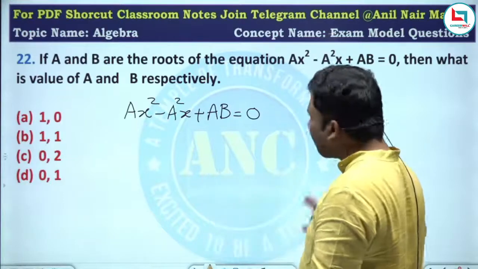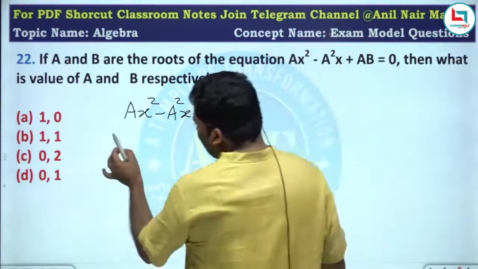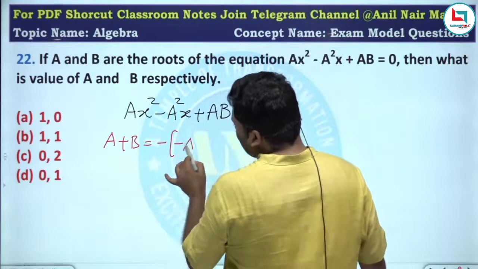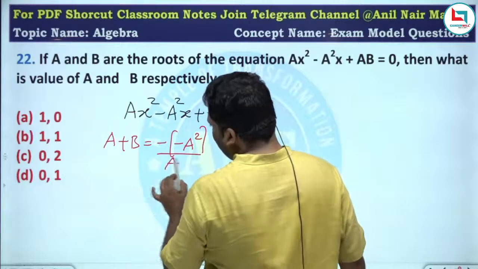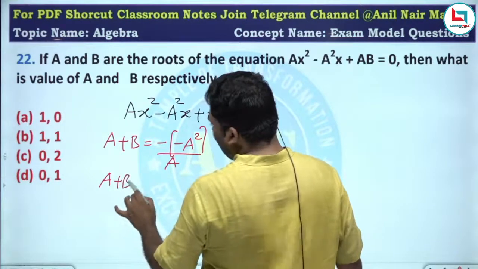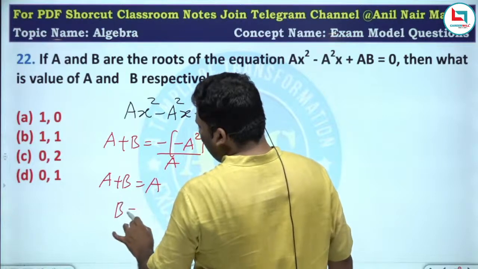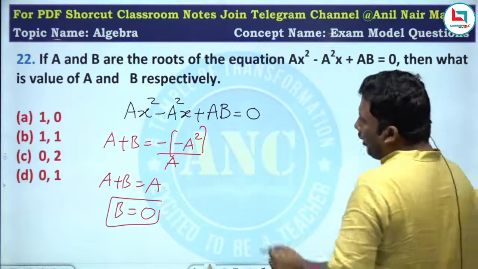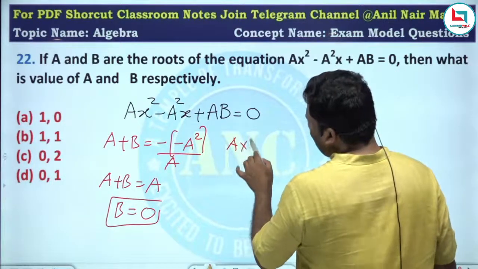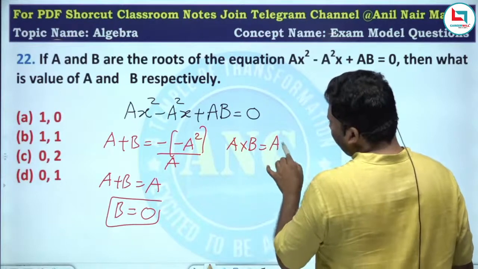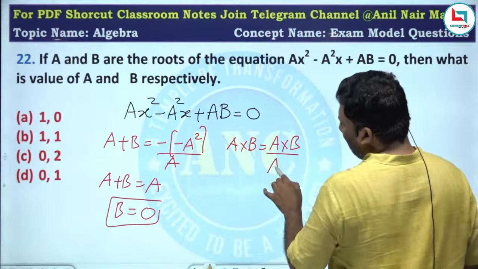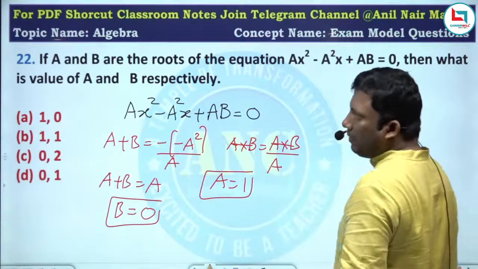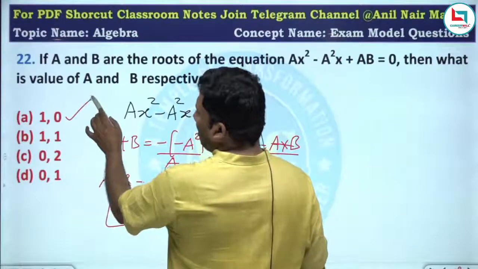Now see here. a and b are the roots of the equation. Sum of the roots is equivalent to minus b by a, that is minus of minus a square by a. So a plus b is equivalent to a. B value will be a minus a, 0. Product of the roots will be a into b equivalent to a b by a. a b cancel, a value is 1. A value 1, b value 0. Answer for this question is option A.